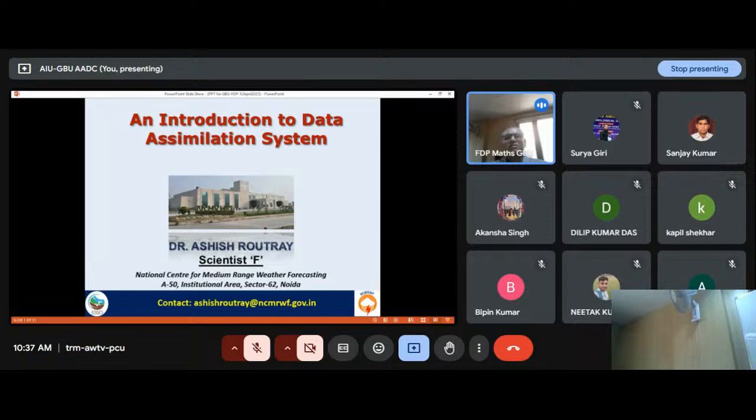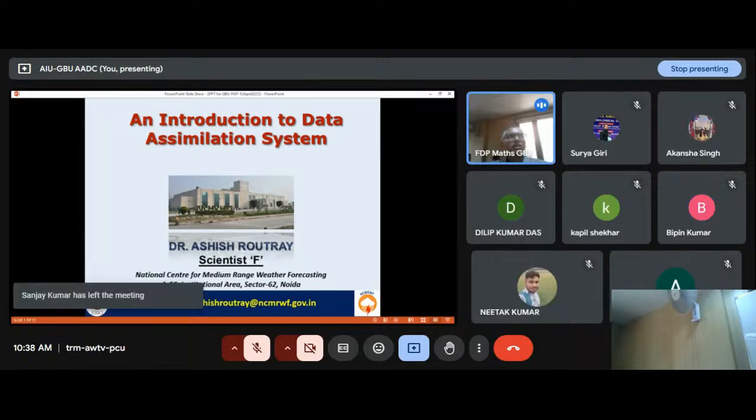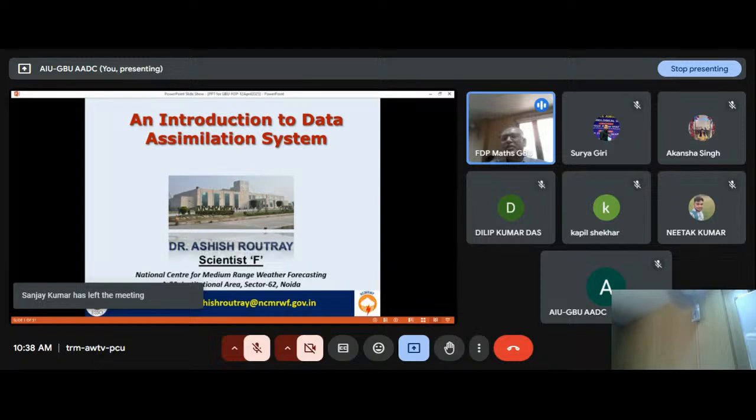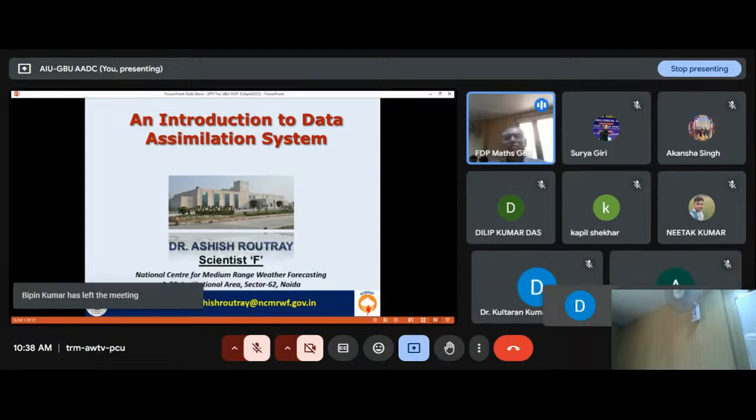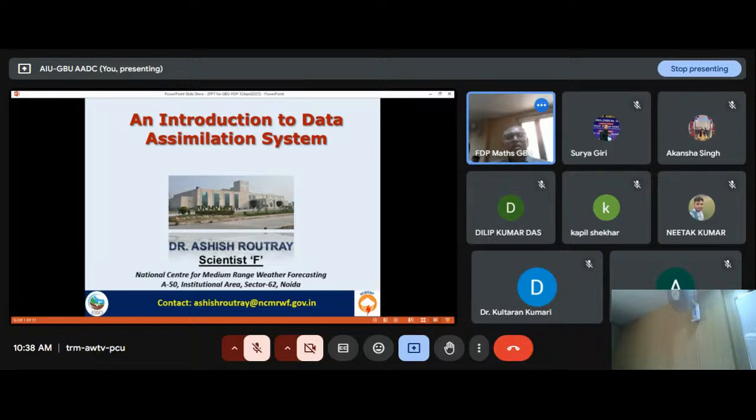particularly in models, whether they are mesoscale models or a global model. And now with the application of data assimilation, we have improved the various qualitative results. So he will talk about the basics of data assimilation, and a brief about the speaker, Dr. Ashish Rautre. And I am very happy to say a brief about Dr.